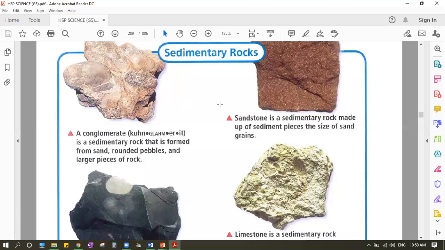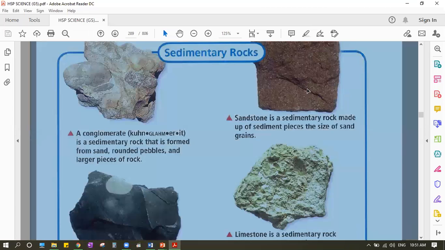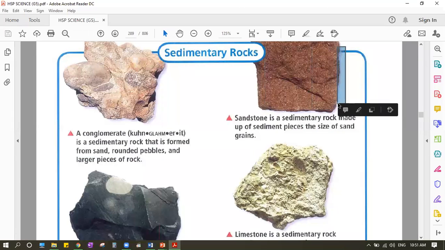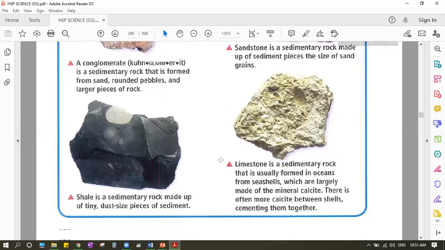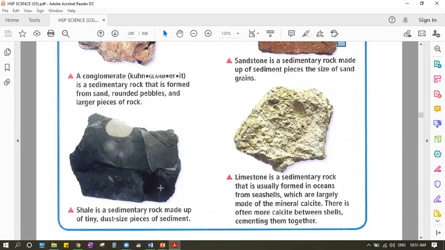We also have the sandstone, which is the most famous type of rock. This one on the right is only made up of sand. It's of course a sedimentary rock. We also have shale, a sedimentary rock made up of tiny dust-sized pieces, and that's why it looks as if it's an igneous rock. Some people can look at shale and think it's an igneous rock because it's really hard. You don't think it's made up of sediments, but actually it is, but they are as small as dust.